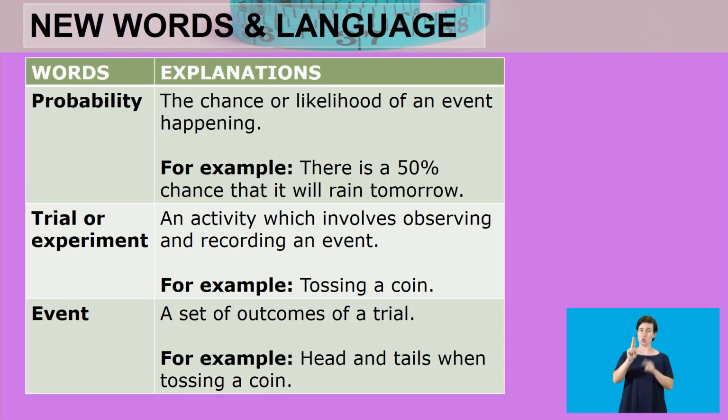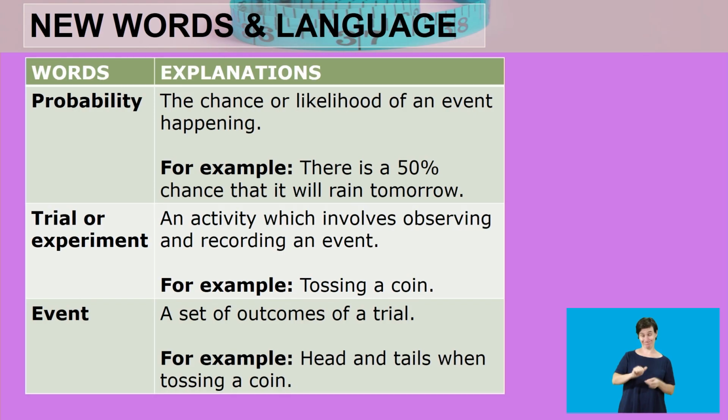The new words that we're going to look at: the word probability. What does probability mean? It is the chance or the likelihood of an event happening. So this is where we say there is a chance that something will happen. For an example, there is a 50% chance that it will rain tomorrow. So when it says 50% chance that it will rain, it means that there's another 50% chance that it might not rain, because percentage is always out of 100.